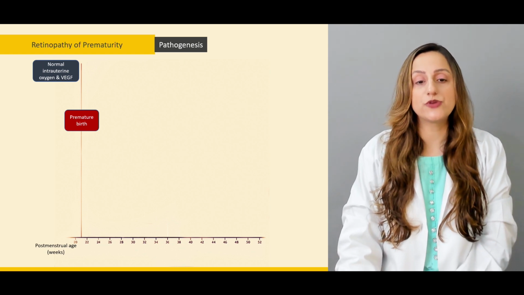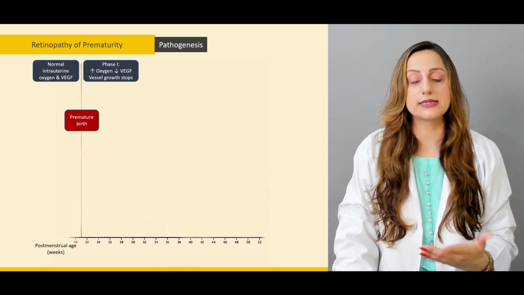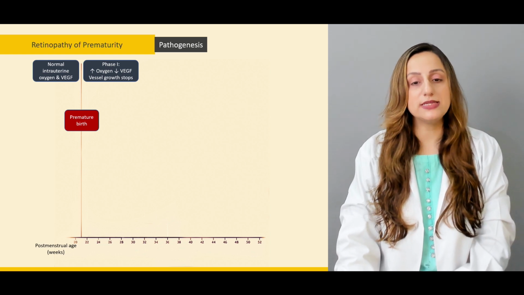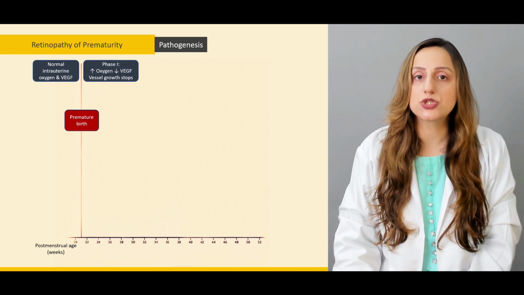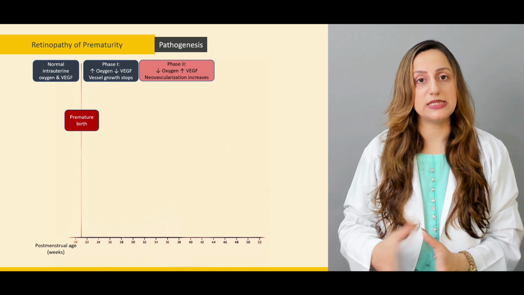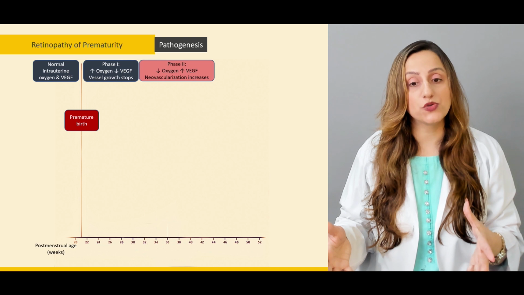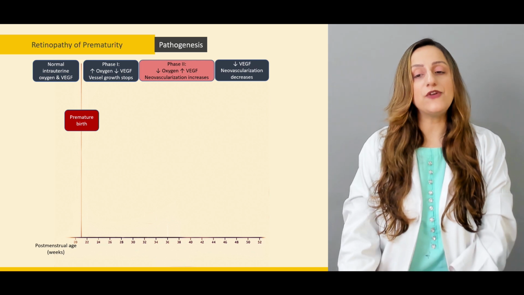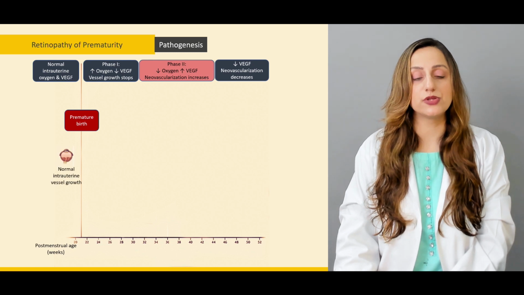The normal intrauterine oxygen and the VEGF give the normal appearance and development of the retinal vessels. In phase 1, when you have an increased oxygen and a decreased vascular endothelial growth factor, the vessel growth is going to be stopped over here, unlike the normal phases. But in retinopathy of prematurity, we have a phase 2 in which there is a decreased oxygen and an increased growth factor, and the new vascularization is going to be increased. Then finally, it is followed by a decrease in the VEGF, and new vascularization also decreases along with it.